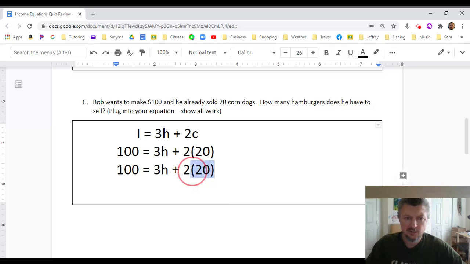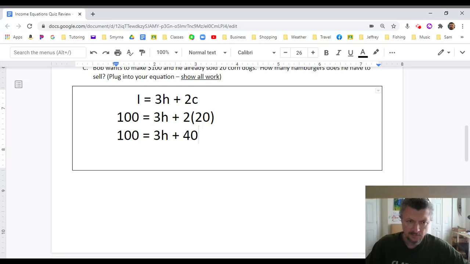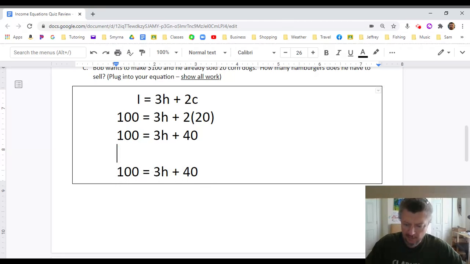20 times 2 is 40. So he's already made $40 on selling corn dogs. So what we need to do is we need to get rid of that 40. Now I'll show you every step here. Minus 40. Subtract 40 on both sides because that's plus 40. Opposite of plus 40 is minus 40. 40 minus 40 is 0. That goes away. 100 minus 40 is 60. All right.